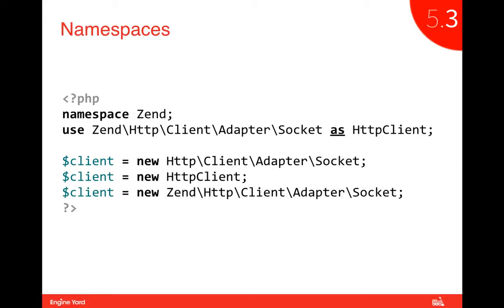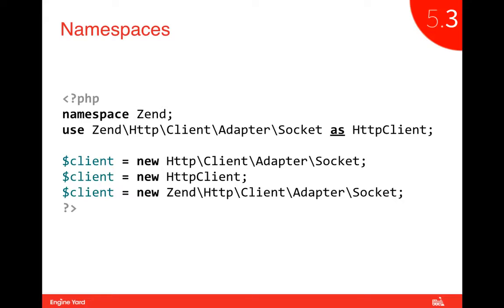So this is now using namespaces. What I've done here, this is a sort of contrived example, right? So we're inside the Zend namespace. Then I'm using our socket from earlier, but I want to call it HttpClient because that makes more sense in my context. I don't want to call it socket class. So when you use something, you can use the as keyword to alias it, which is cool.